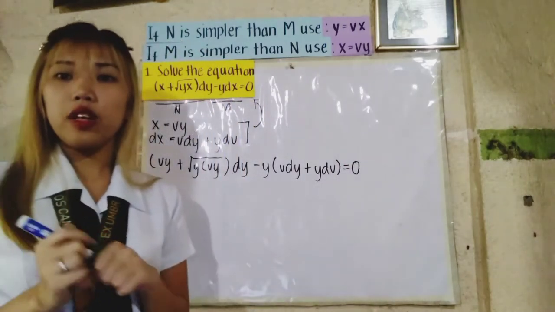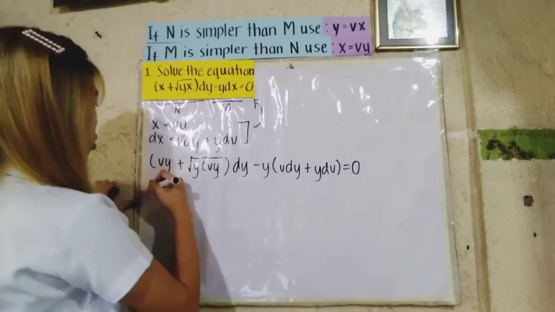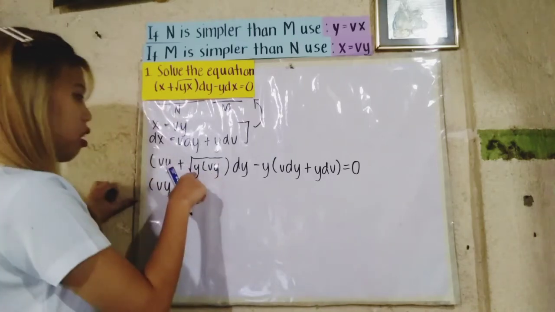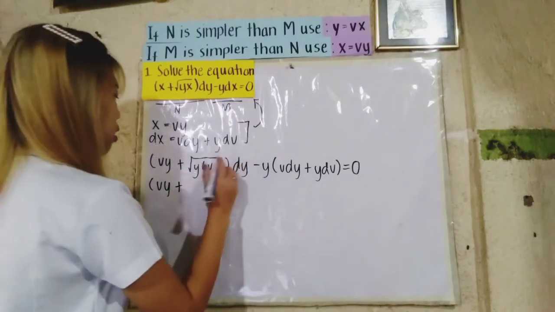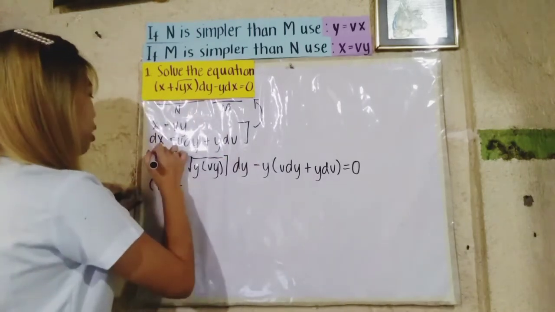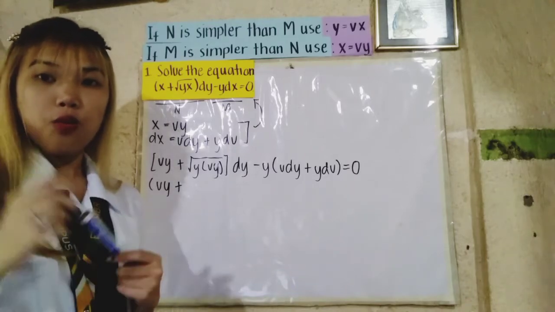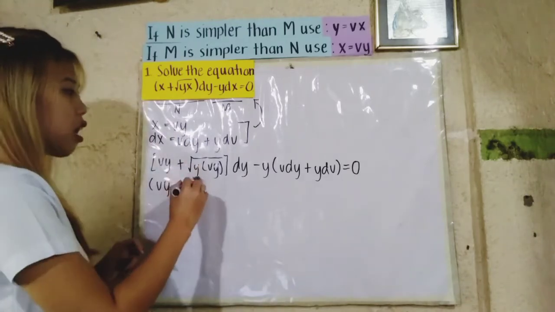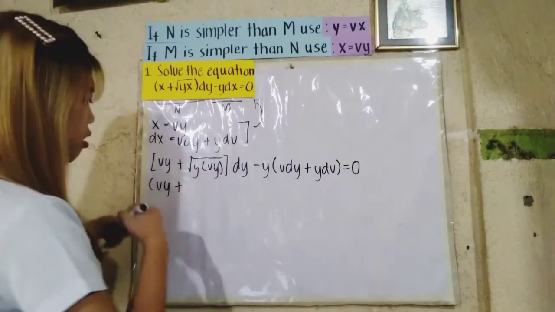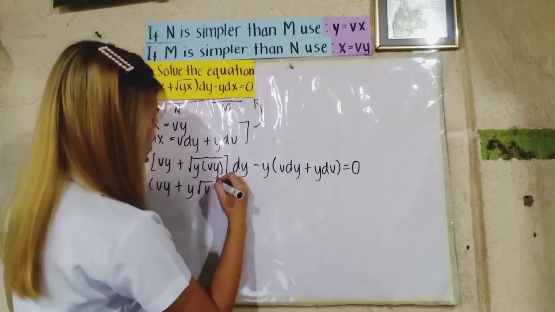So, next natin na gagawin is, isi-simplify natin siya using algebra. Copy lang natin tong vy. Plus, pag minultiply natin tong y dito sa loob ng vy, magkakaroon tayo ng vy squared. So, nasa loob siya ng square root. So, pwede na natin ilabas yung y squared. So, may matitira na lang sa loob ng square root of v.